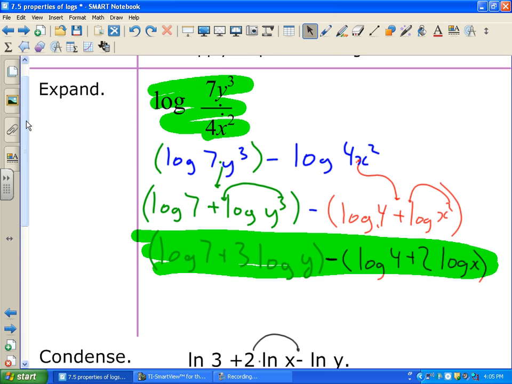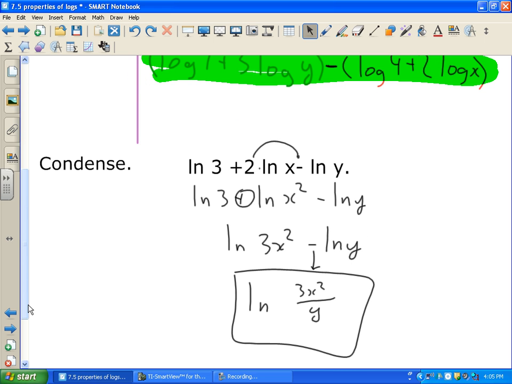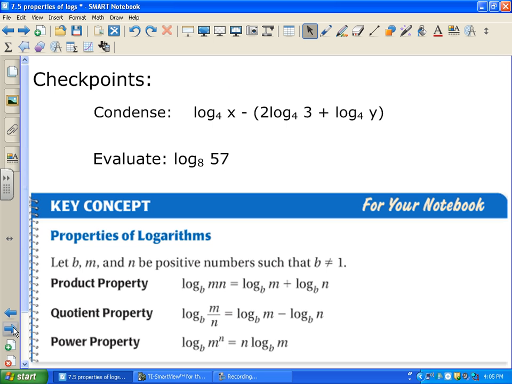If you're an individual that struggled with the last checkpoint, this should get you through the previous checkpoint. And your last checkpoint is right here. Condense and evaluate those last 2. You can use a calculator to evaluate log base 8 of 57. Hint, hint, you should use change of base. That's it for checkpoints. That's it for the video. You should be good to go. Make sure you're comfortable with all the properties that I have listed here on this end slide because we'll be picking up from here in class tomorrow.